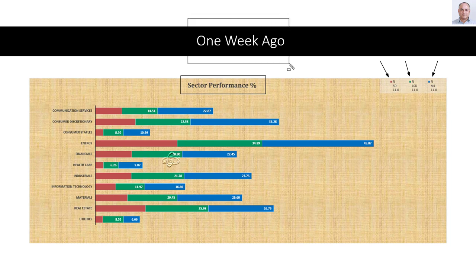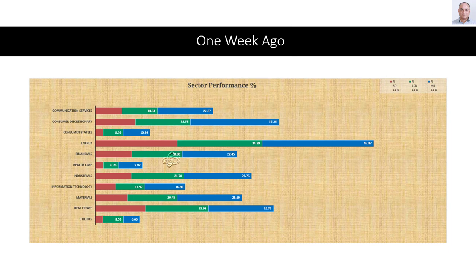However, this is a snapshot from 1 week ago. At that time, the market was very bullish. Monthly period, all the 11 sectors were up. 2 week period, all the 11 sectors were up, and 1 week period also, all the sectors were up. What happened after that?